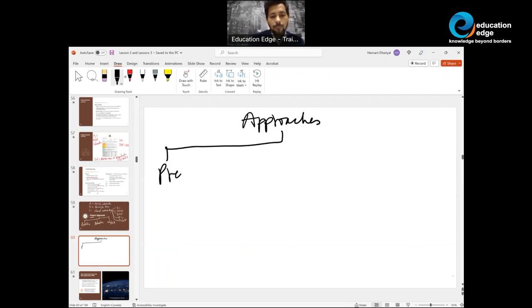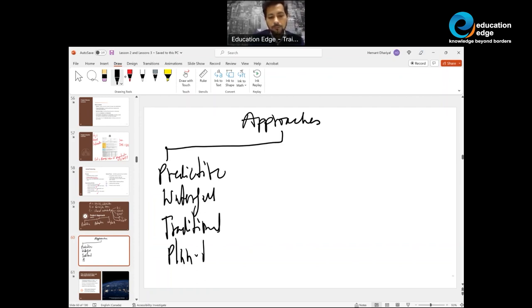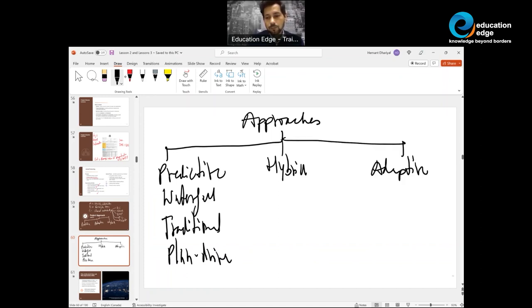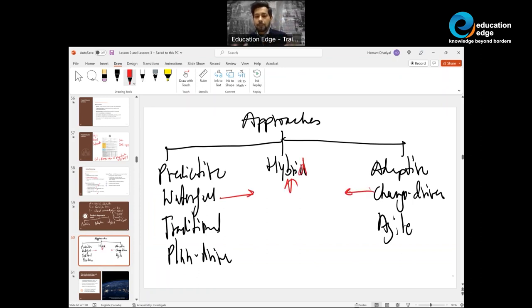Predictive, sometimes also called waterfall. We could call it traditional approaches, and plan heavy or plan driven approaches. Hybrid, and we have adaptive, also called change driven and could be called agile-based approaches. And a combination of these two approaches are the hybrid approaches, which imbibe the behavior of predictive as well as adaptive. For me, hybrid approaches are more leaning towards adaptive.